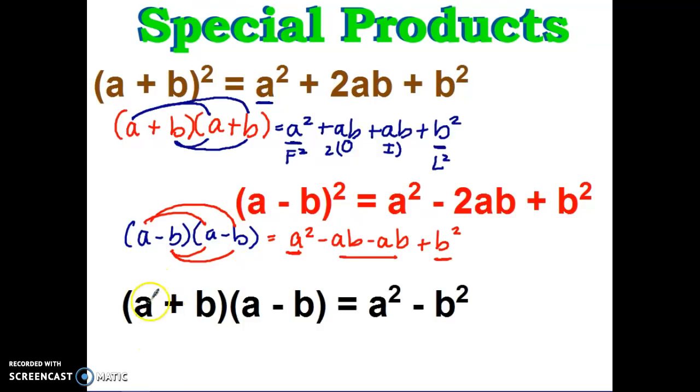All right, so a plus b times a minus b. When I multiply a binomial by the same one that I had in the beginning and I just subtracted it, watch what happens. So a times a is a squared. A times negative b is negative ab.